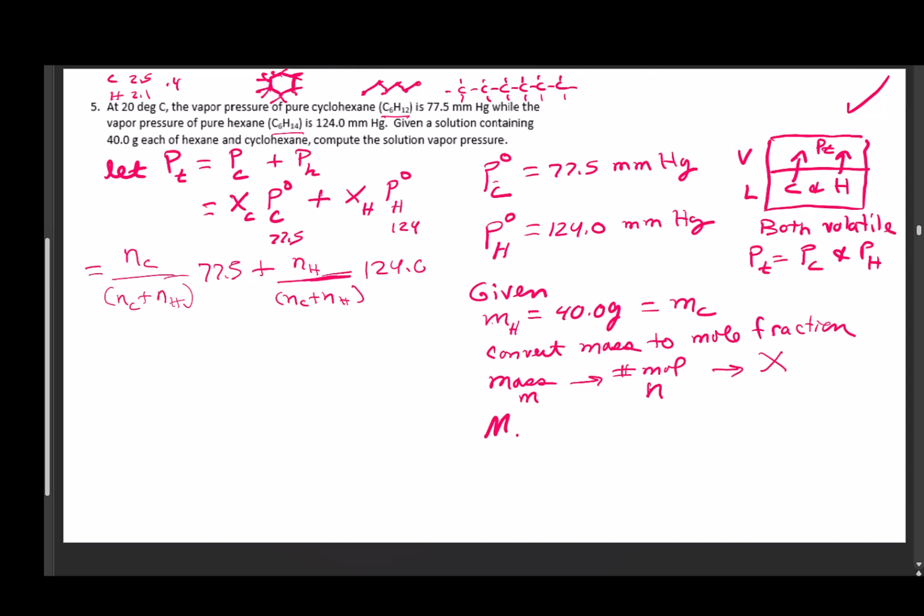Molar mass of cyclohexane, that's going to be equal to 6 carbons times the atomic weight of carbon plus 12 hydrogens times the atomic weight of hydrogen. 84.18.